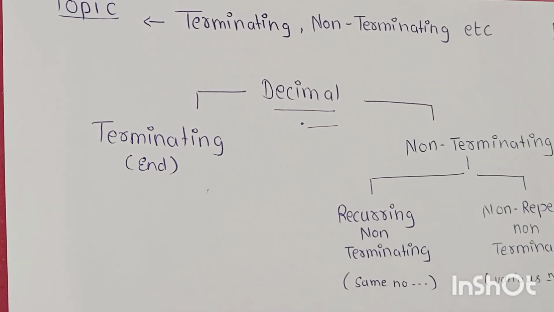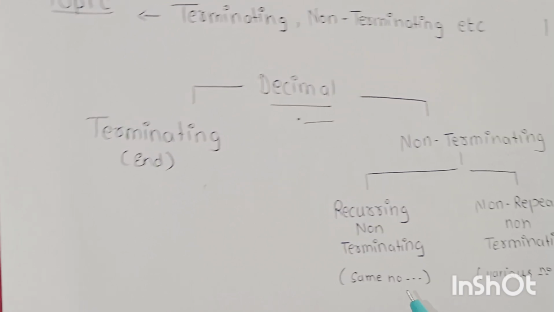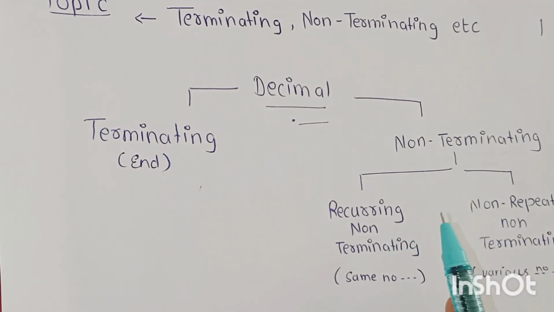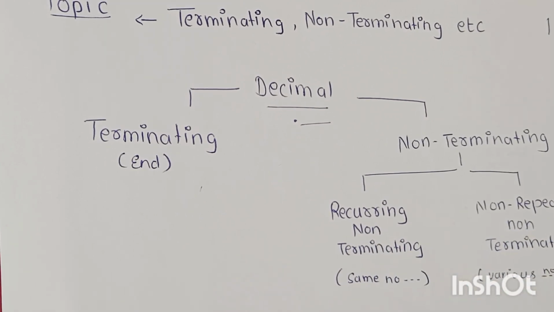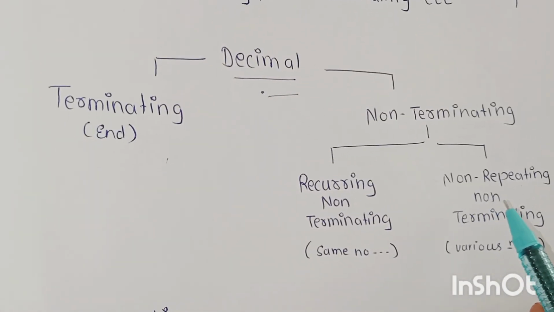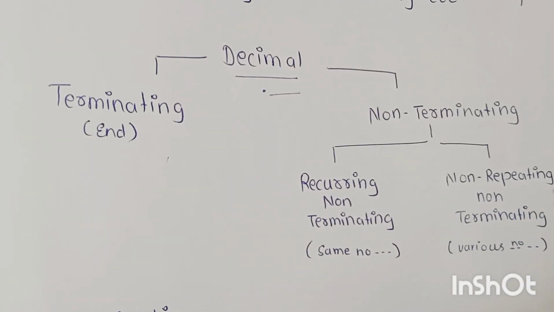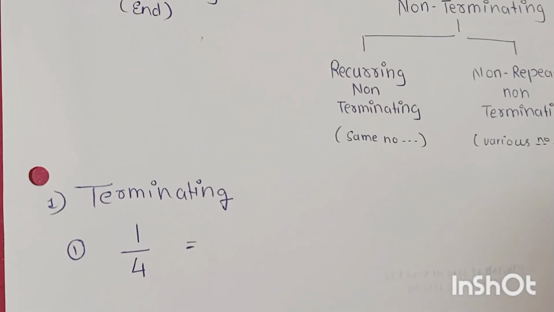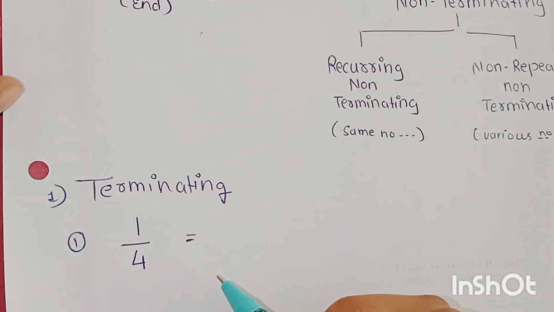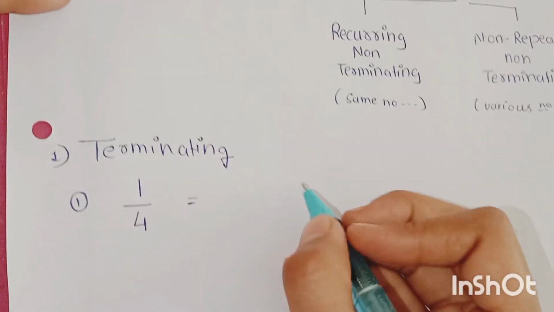Next is non-terminating numbers. Non-terminating has two types, recurring non-terminating and non-repeating non-terminating. Recurring is also known as repeating numbers. Recurring numbers means after the decimal point the number continuously repeats. That number is infinitely repeated as many times as we go. Non-repeating numbers means we cannot repeat that number. Various numbers come after the decimal point.